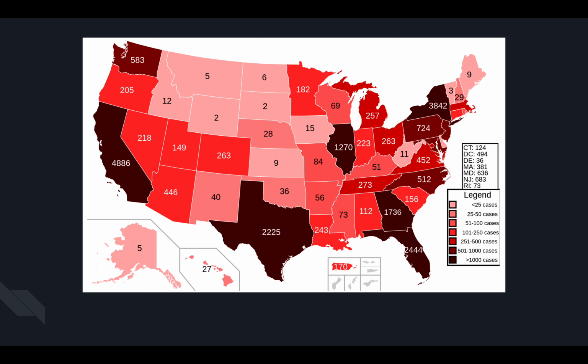As you can see here, as of the end of November, this is the current distribution of monkeypox cases in the United States. As you can see, there is a monkeypox case in every single one of the 50 United States and Puerto Rico.